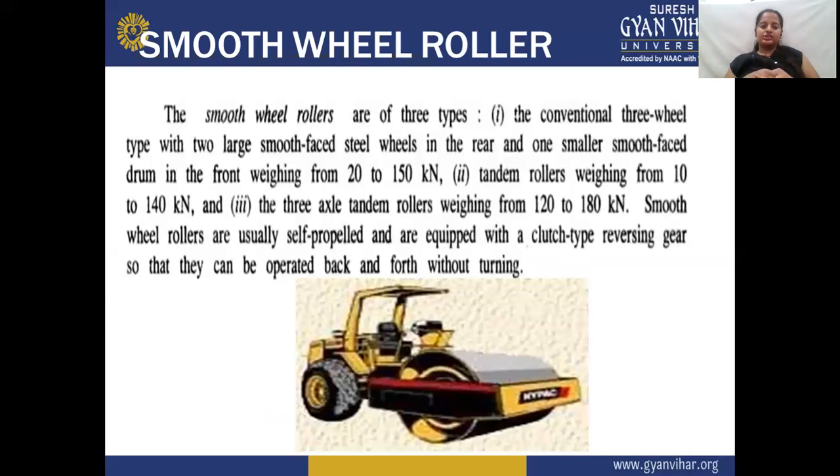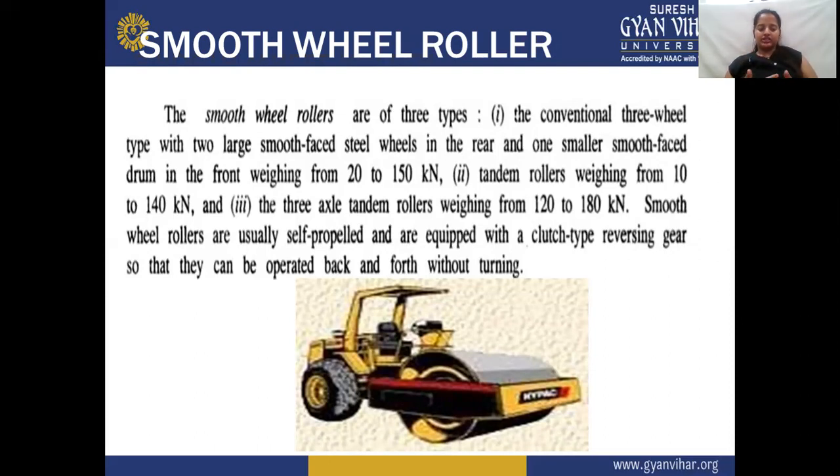The smooth wheel roller is very commonly seen in the construction of roads. These smooth wheel rollers are of three types. The conventional three-wheel type, with two large smooth faced steel wheels in the rear and one small smooth faced drum in the front, weighing around 20 to 150 kilonewton. Tandem rollers weighing from 10 to 140 kilonewtons, and third, the triaxial tandem roller weighing 120 to 180 kilonewton.